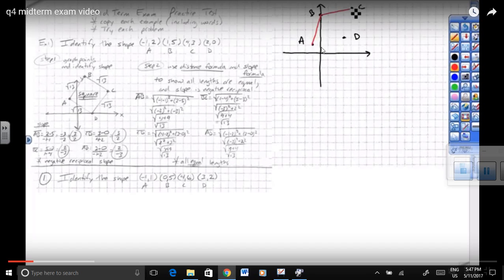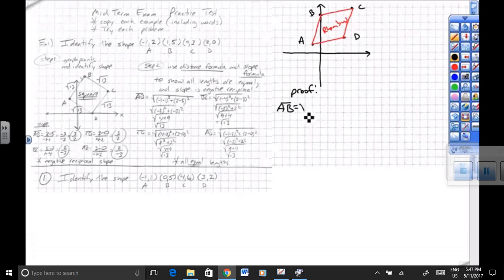A rhombus will have all equal sides, and the slopes will just be a flip-flop. They won't be negative flip-flop like this square here. They'll just be reciprocal. So for my proof that this is a rhombus, I'm going to do the distance formula 4 times. First side.